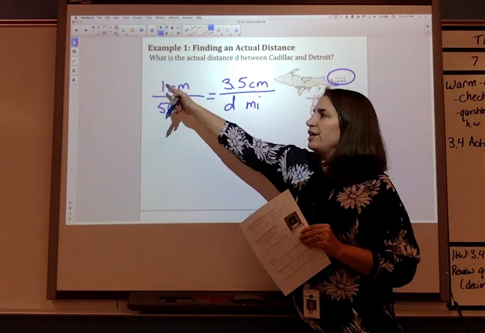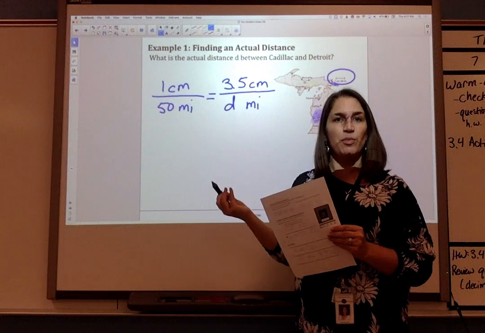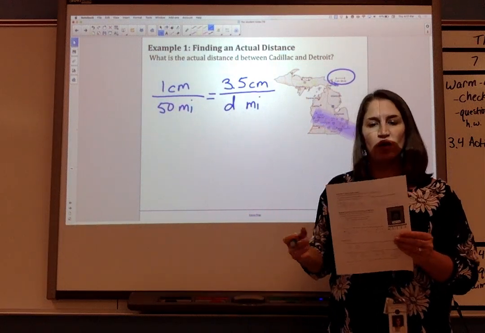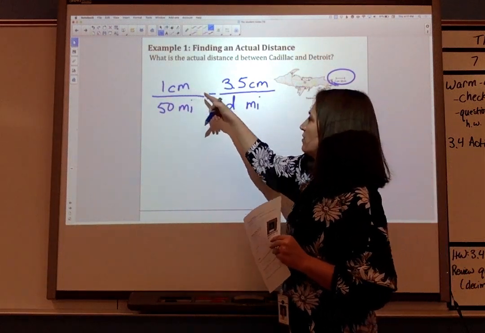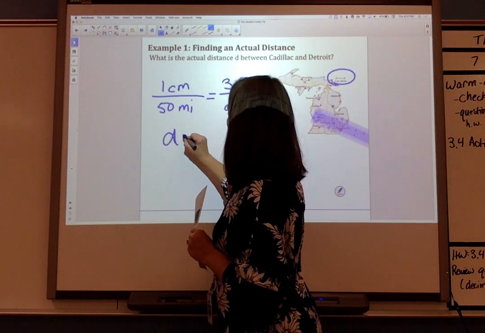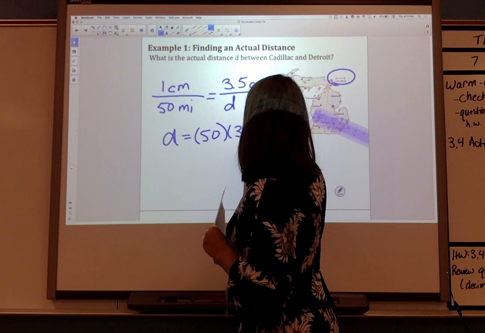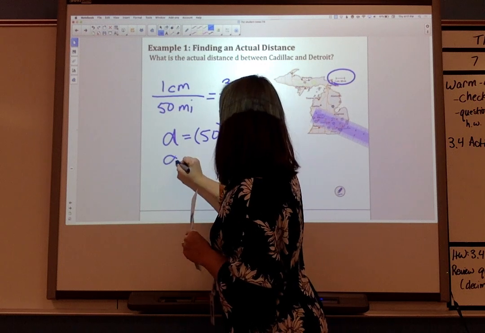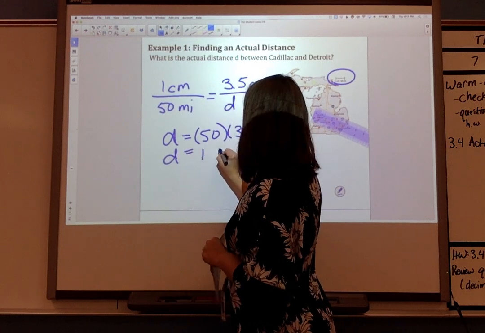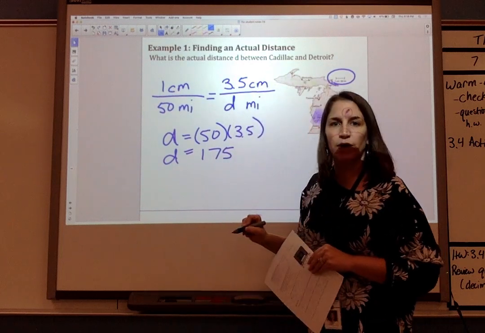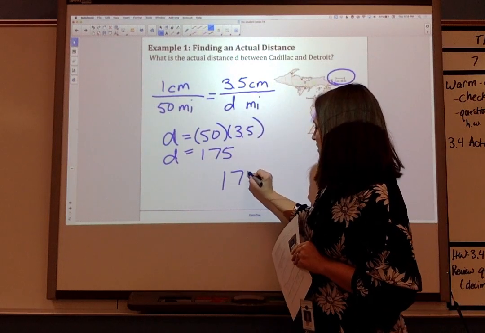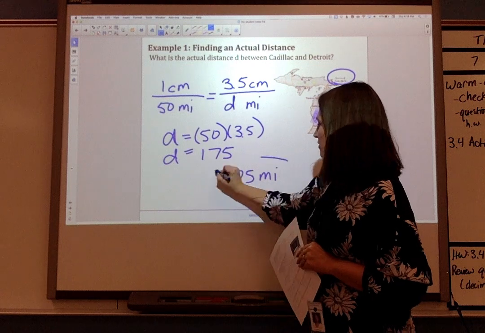So we use this ratio, that's the scale, to set up a proportion. And we know how to solve proportions. We're going to use cross products here, so D times 1 is D equals 50 times 3.5. D equals 175. So our answer is 175 miles.